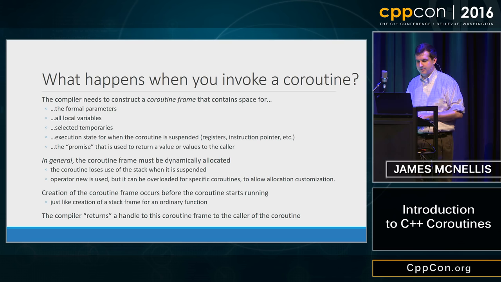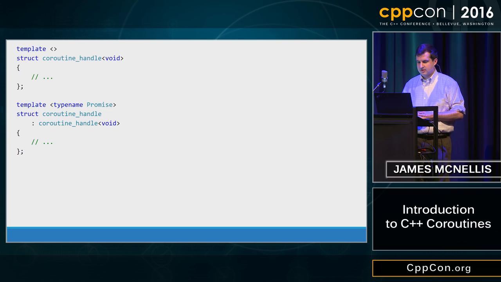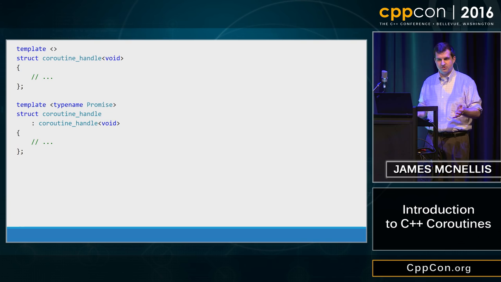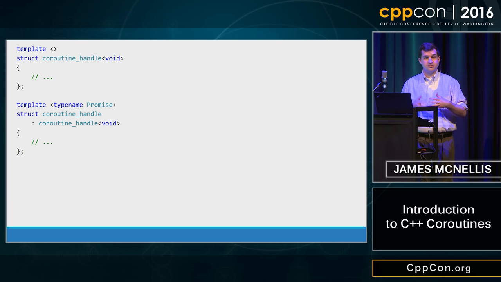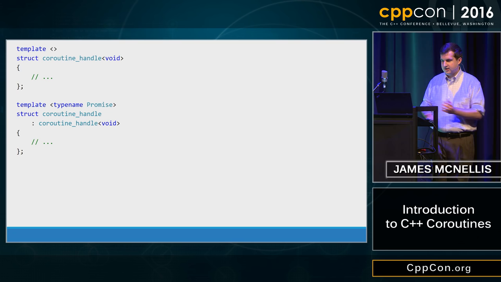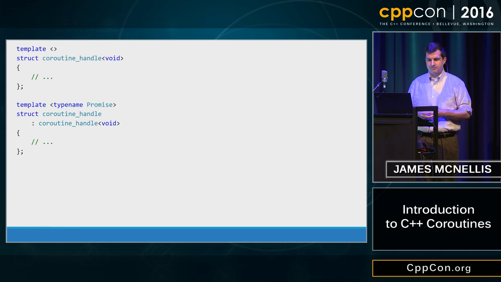So what does this handle look like? Well, there's two types, or it's one type that's specialized. The first is coroutine handle of void. This has all of the basic coroutine handle functionality, and it's used for coroutines that do not pass objects back to their callers, kind of like a function that returns void. And then there's the coroutine handle for all of the other types of things that you might need to return. This is derived from the coroutine handle of void. This is to provide simple interop, but it's also because it needs all of those operations, and it'll provide a few more things.